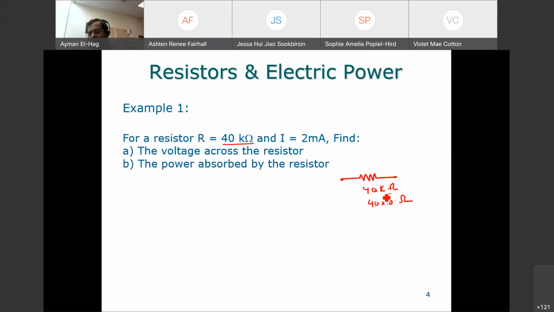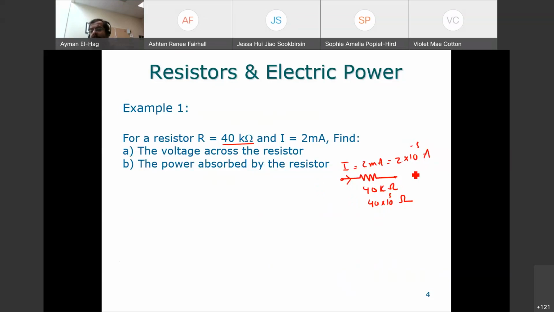It's very important to watch this for kilo, for milli, because this can make a big difference when you do the multiplications or any calculations in your circuit. The current is equal to 2 milliamp, or is equal to 2 times 10 to minus 3 amps.